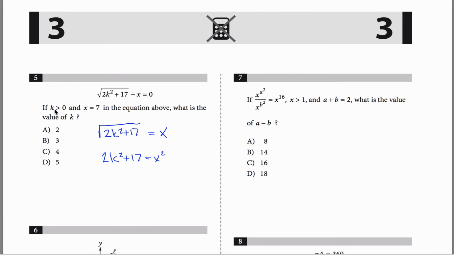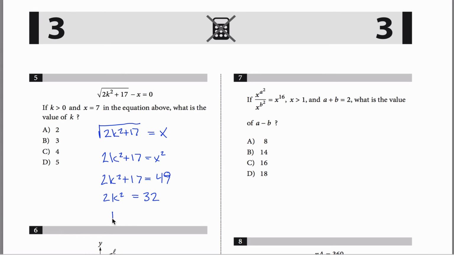And what they tell you in here is that x equals 7. So really they're telling you that 2k squared plus 17 is equal to 49. And you're asked to solve for what k is equal to. Okay, so subtract 17 from both sides of the equation. Fortunately, they make those numbers work out relatively nice. You don't have to borrow anything when you're doing that subtraction. I don't think that's a coincidence. I think they did that on purpose because you don't have calculators on this section.